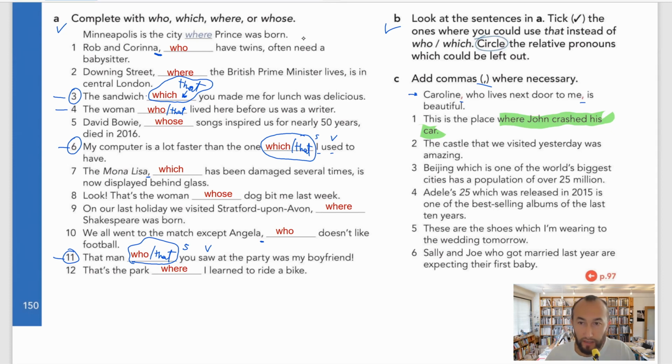Number two, the castle that we visited yesterday was amazing. So again, this is a relative clause, and also because there is that here, I can't apply a comma before it. That's a rule, right? We just discussed it earlier.